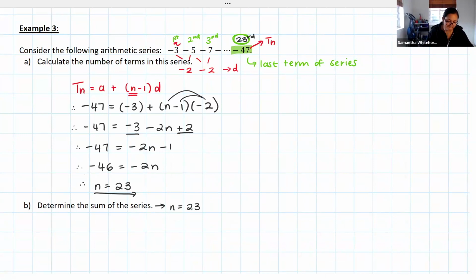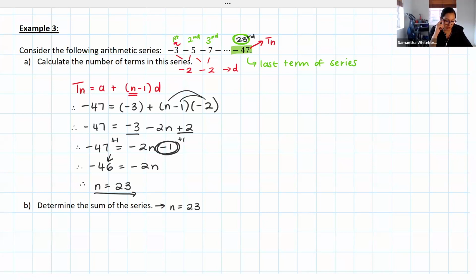Yes, sorry. Isn't -3 plus 2 -1? Yes, so here's my -1. Okay. And then in my inverse operations, I would add 1 to both sides. And so that gives me the -46. Okay, I hope that makes sense. But yes, absolutely, it definitely is -1.